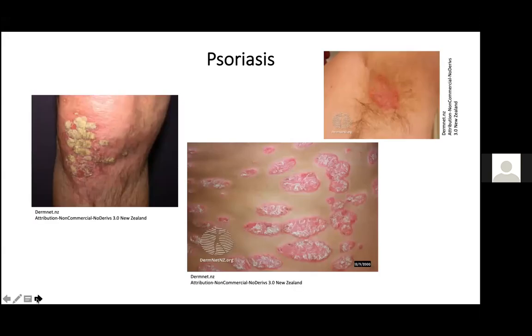And here are some pictures of psoriasis. Here we can really appreciate that white scale, and that's characteristic of psoriasis. We can see it in the armpit there, and on the skin on the front of the knee, and it appears really quite different, really quite characteristic. So it's quite different from eczema.